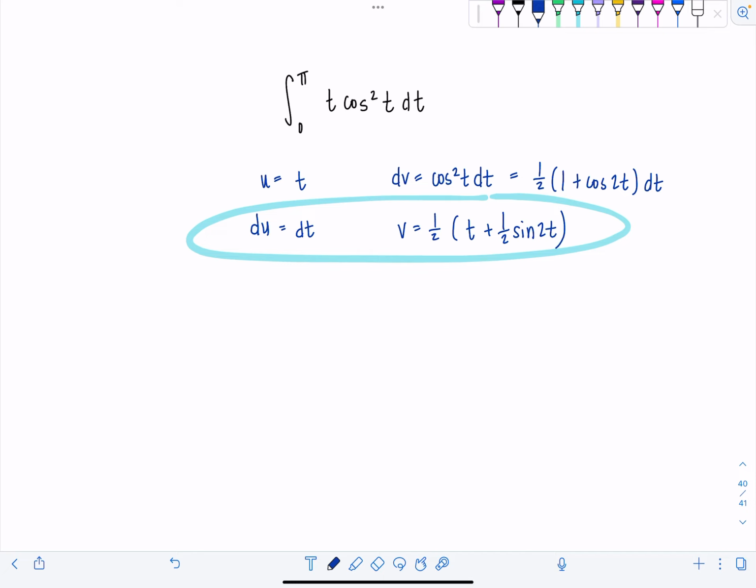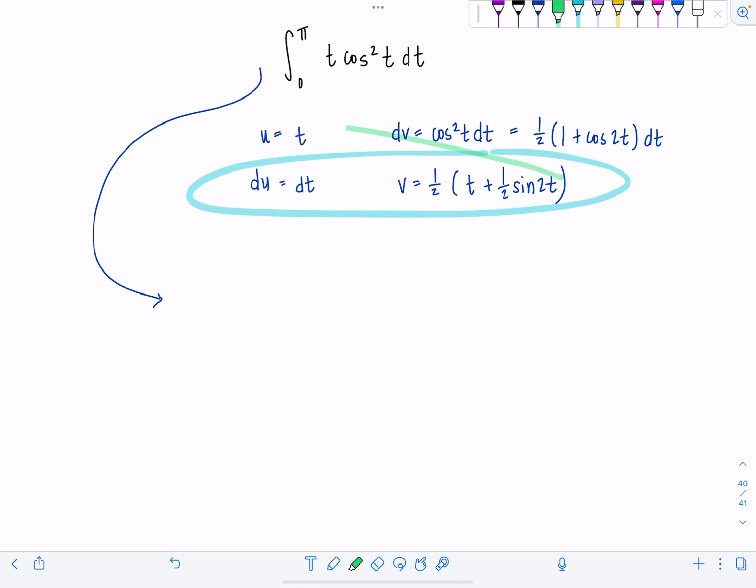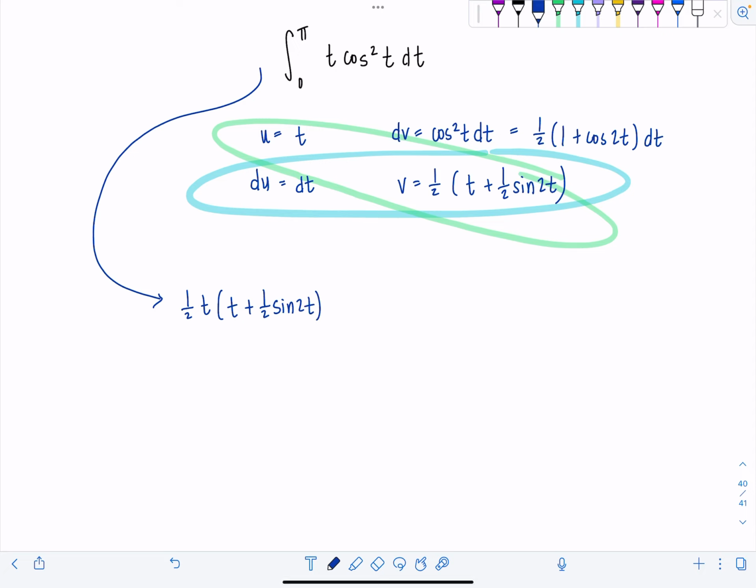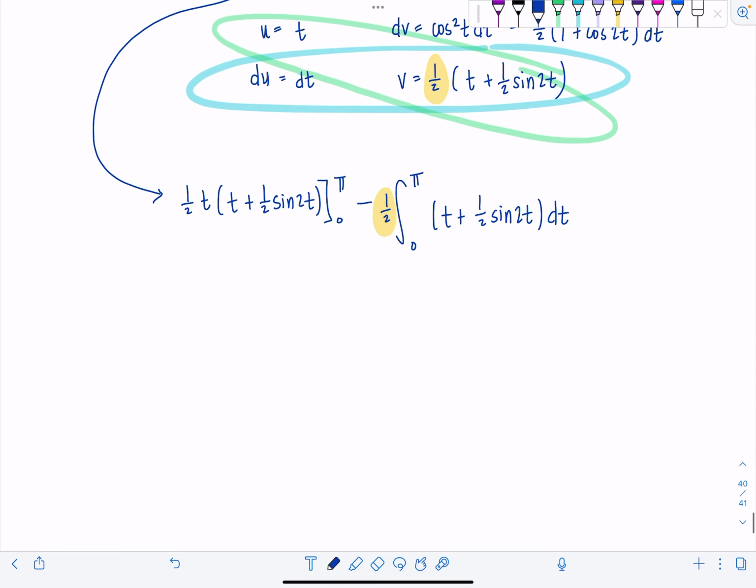Good. So from here, let's rewrite our definite integral. We have first uv, which is not going to be integrated, okay? So then we'll have 1/2 t times t plus 1/2 sine 2t. I'll distribute all that out later. This is evaluated from 0 to pi, minus integral of v du, evaluated from 0 to pi. I want to put this 1/2 outside, I highly recommend. And then we're going to be integrating t plus 1/2 sine 2t dt. Not bad. Not bad at all.